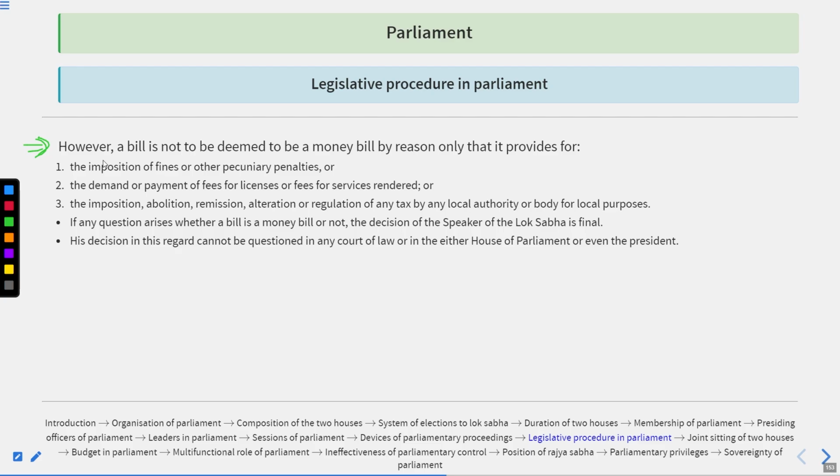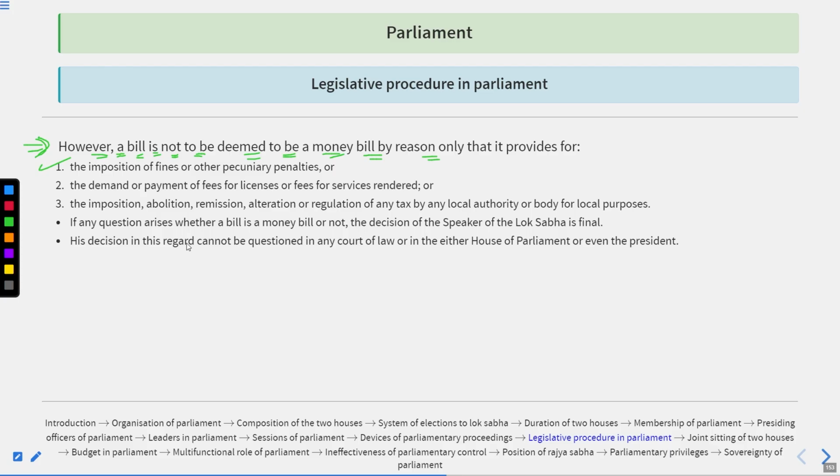However, a bill is not to be deemed to be a money bill by reason only that it provides for these. First, the imposition of fines or other pecuniary penalties. If the government wants to impose fines or other pecuniary penalties, then this will not be a part of a money bill. Why?